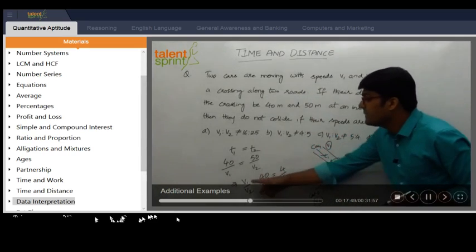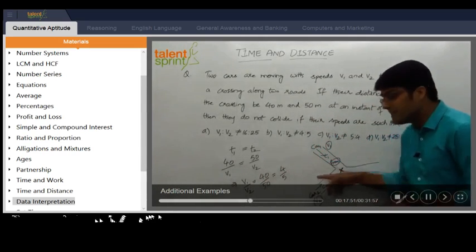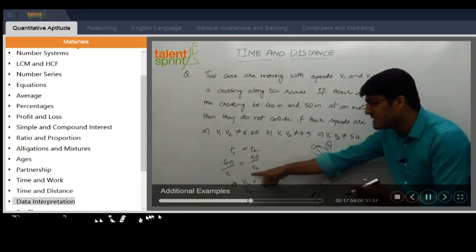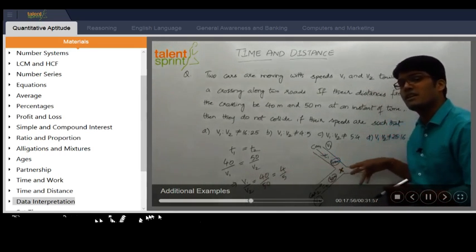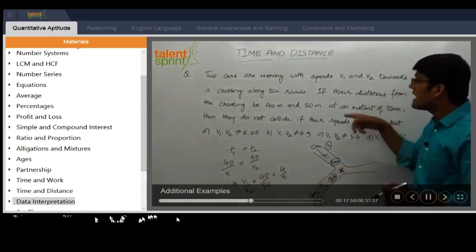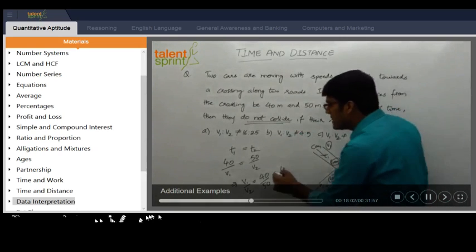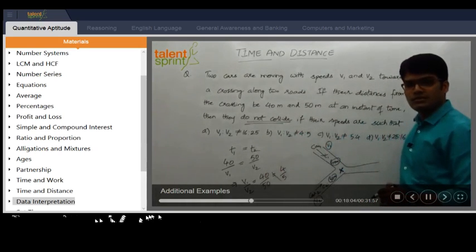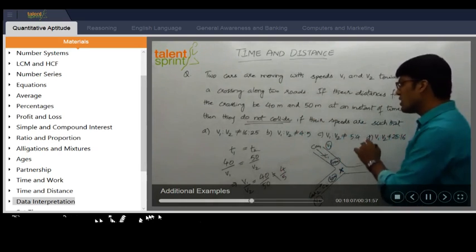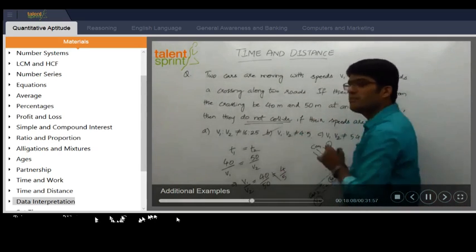See, if the speeds are in the ratio 4:5, then the cars will collide. We do not want the cars to collide. If they should not collide, their speed should not be in this ratio. So V1 is to V2 should not be 4:5, which is option B here.